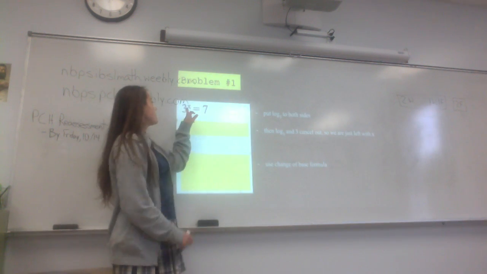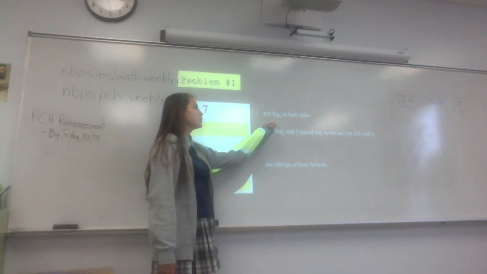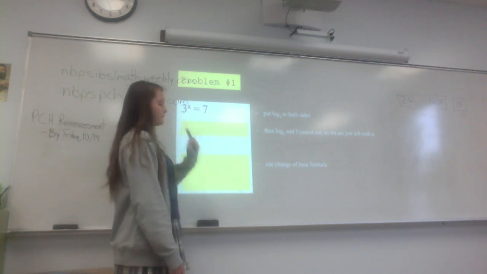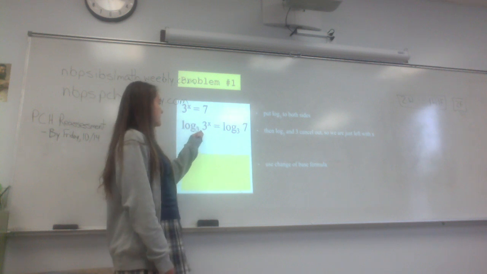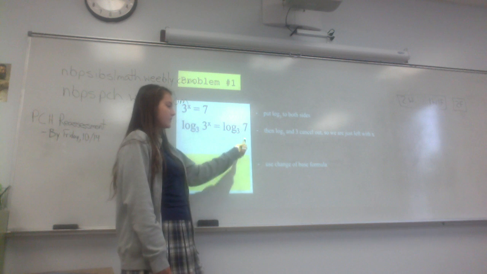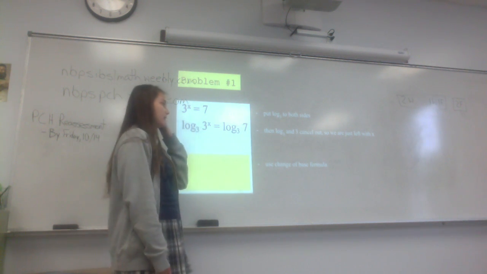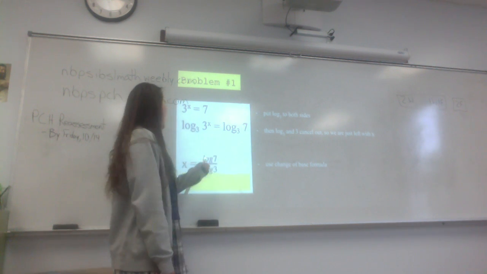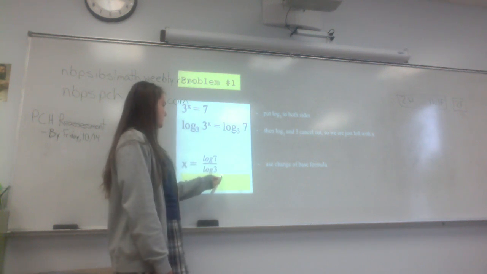Problem number 1: 3 to the x power equals 7. In order to solve this, we need to put log base 3 on both sides, so we can cancel this out. So we have log base 3 of 3 to the x power equals log base 3 of 7. Now, log base 3 and 3 cancel out, so we will be just left with x. So we have x equals log 7 over log 3.